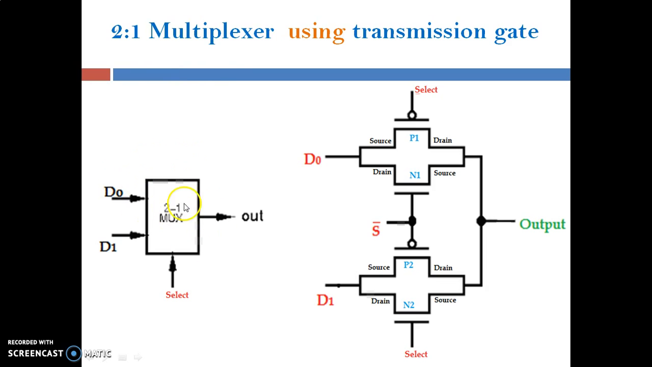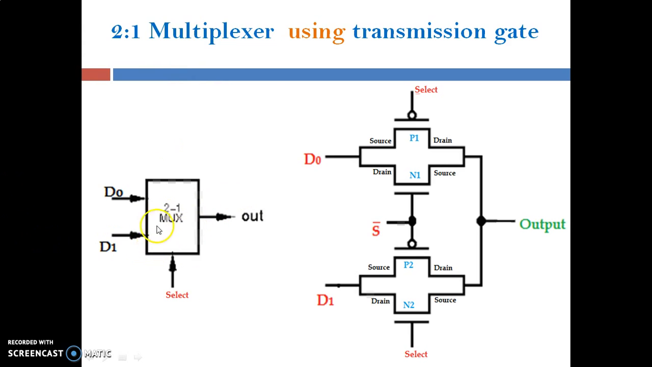This is a simple logic diagram for a 2:1 multiplexer, where either of the two inputs D0 and D1 will be transmitted to the output at a time based upon the state of the select lines. If the select line is at logic 0 state, then D0 will be transferred to the output. If the select line is logic 1, then D1 is transferred to the output. That is the basic operation of a 2:1 multiplexer.